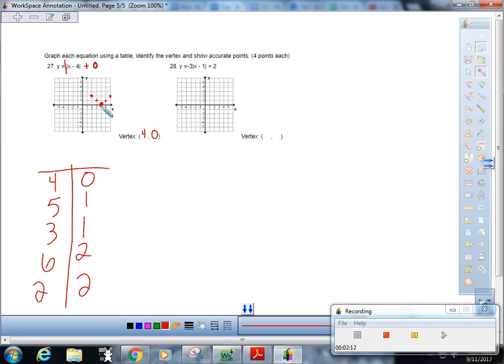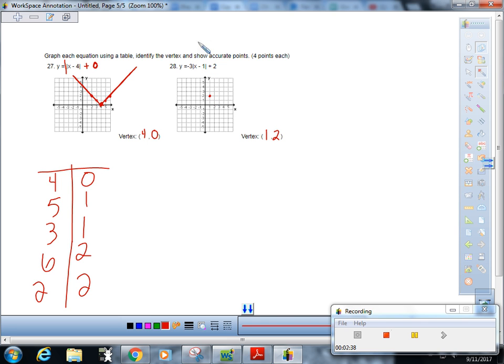Remember, the absolute value is always going to be some sort of a V or an upside down V. That might help you on this one. Now for the next one, notice the vertex is right 1, up 2. So it's the opposite of what's in parentheses. Right 1, up 2.